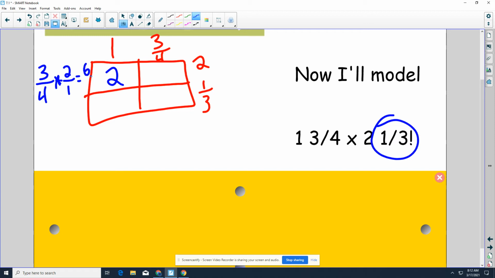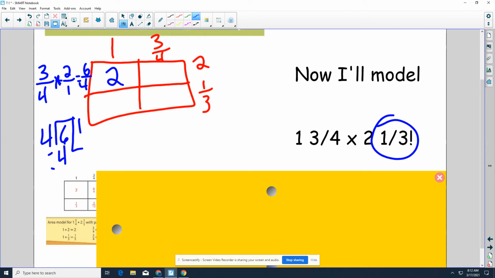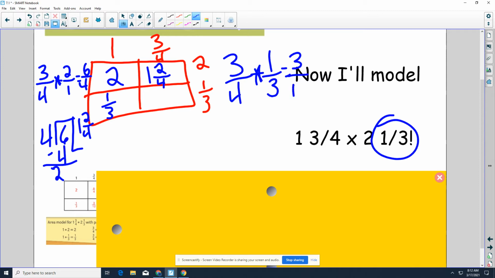And I get 6/4, which you can divide out and find out what it is as a mixed number. Remember, we're writing our remainders as a fraction. So I get 1 2/4. So 1 2/4. And then look over here, I do 1 times 1/3, which is simply 1/3. And then I do 1 3/4 times 1/3. I get 3/12.